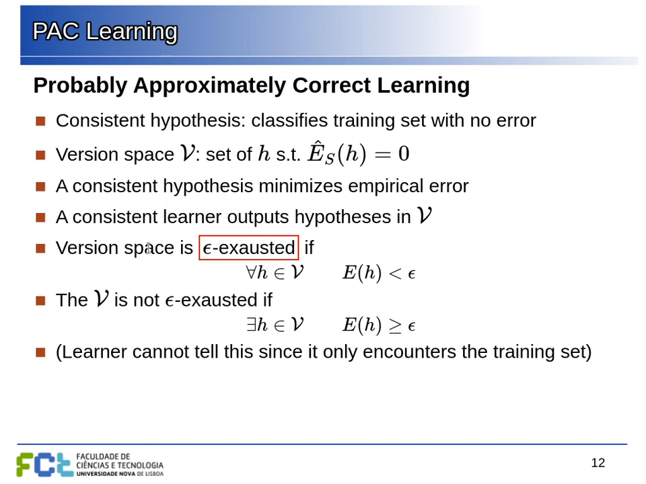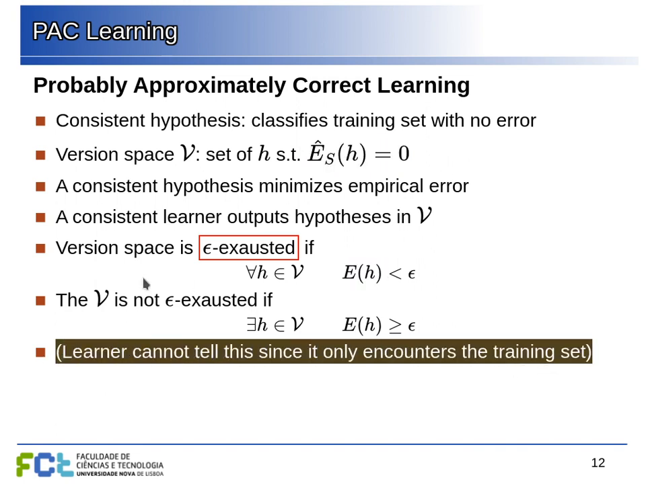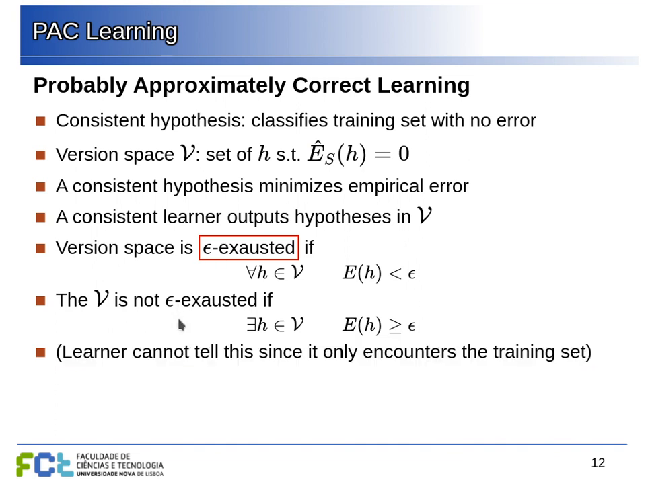because this hypothesis has an empirical error of zero. And now we also say that the version space is epsilon exhausted if all the hypotheses that are in the version space have a true error below epsilon. So the version space is the set of hypotheses with a zero empirical error, but it's also epsilon exhausted if the true error of all of these is below epsilon. If this does not happen, then it's not epsilon exhausted. But note that although the empirical error we can measure, we cannot measure the true error. So we do not know if the version space is epsilon exhausted or not.